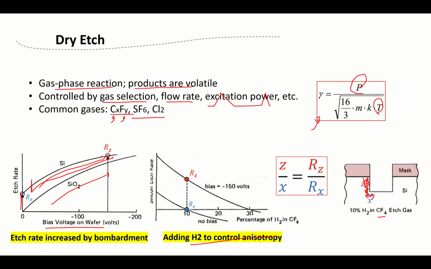Adding H2 can control the isotropy. That's because H2 will react with fluoride to form HF and reduce the fluoride available to react with silicon. So when it is increased to 10%, the etch rate will decrease to almost 0. But if you increase the bias, we can see here, due to ion bombardment, you still have some etch rate, and this will create a really anisotropic sidewall.